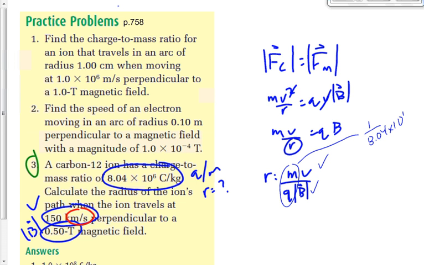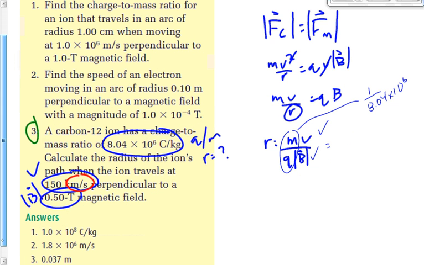Does that make sense? How many people got that? Good, excellent. So we have that number. Whatever 1 over 8 equals, somewhere around 1.25 times 10 to the minus 6 or something like that. Multiply that by v, 150,000 meters per second. Divide that by B, 0.5. We should get the answer that's in the book: 0.037 meters. Is that good?